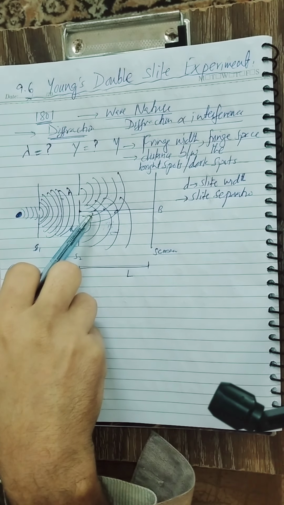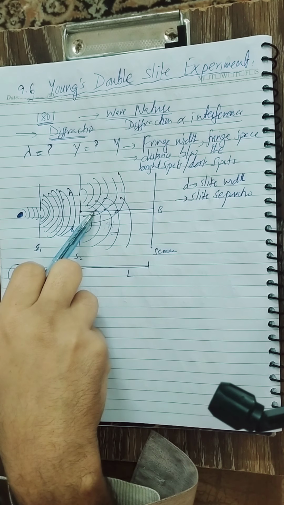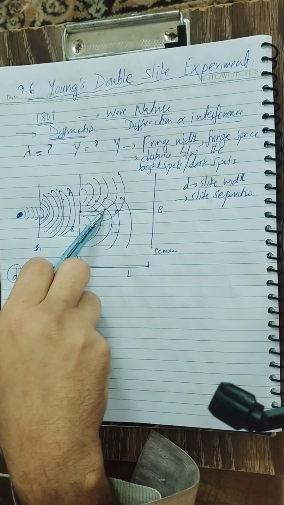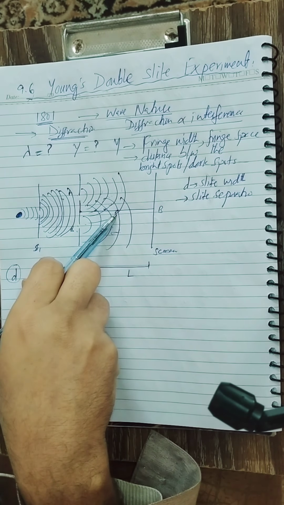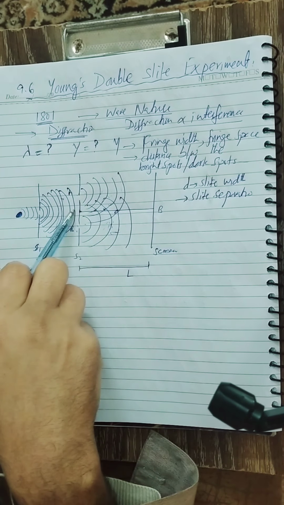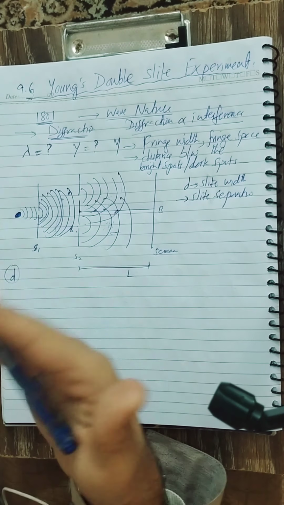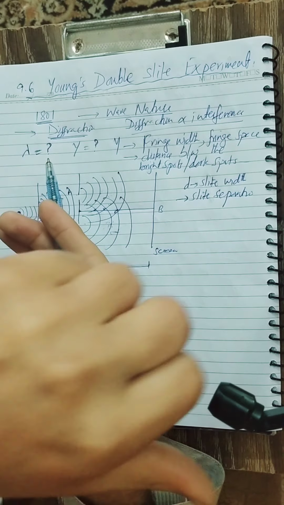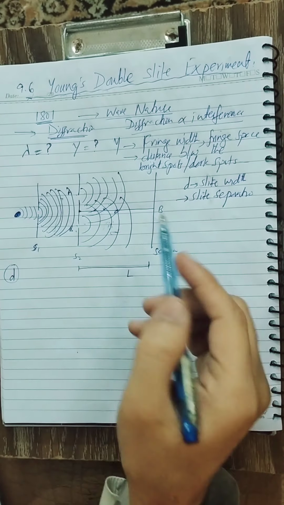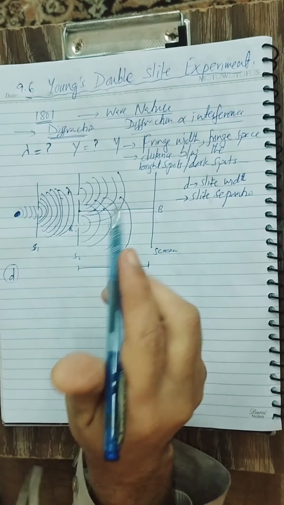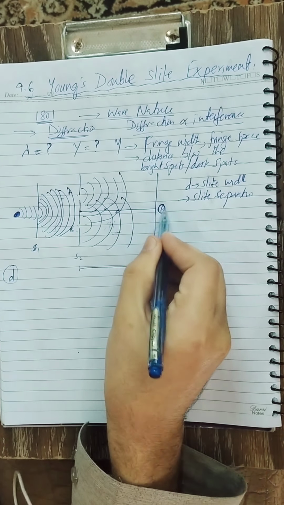Why the bright spot? Because the crest of one wave falls upon the crest of the other wave, and the trough of one wave falls upon the trough of the other wave. So when the crest falls upon the crest, and the trough falls upon the trough, constructive interference will occur, so a bright spot will be produced.